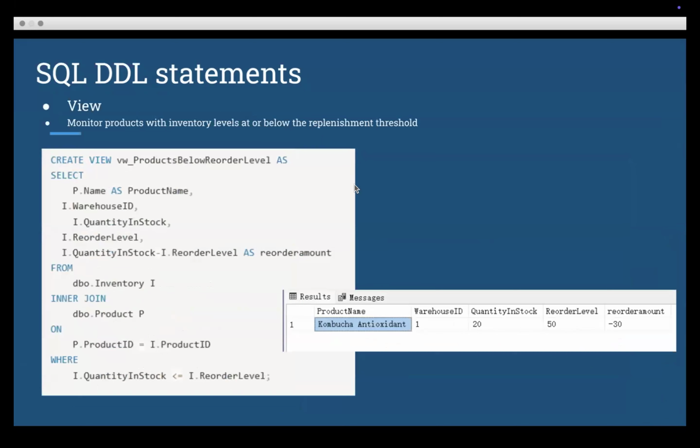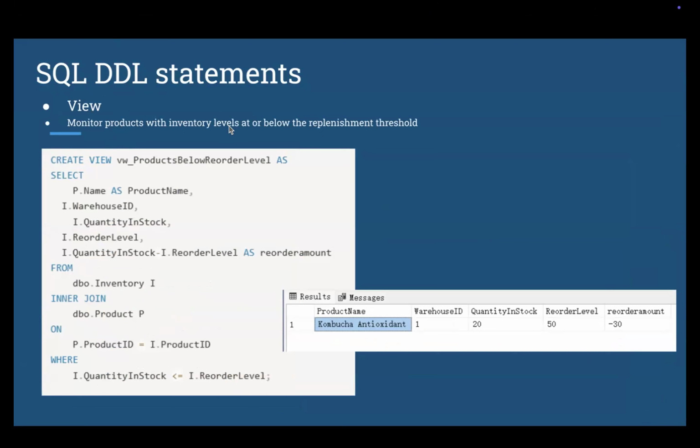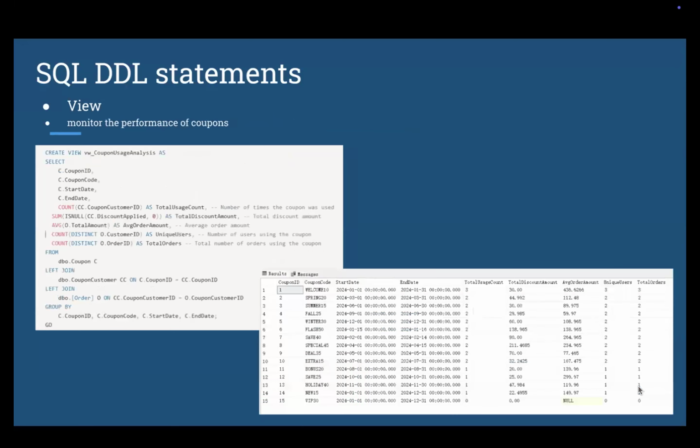This is a view that can support work for supply chain employees and marketing employees. The first one monitors the products with inventory levels at or below the replenishment rules. As you can see, this product's quantity in stock is below the reorder level, and it shows how many units they need to reorder. This shows the performance of coupons.